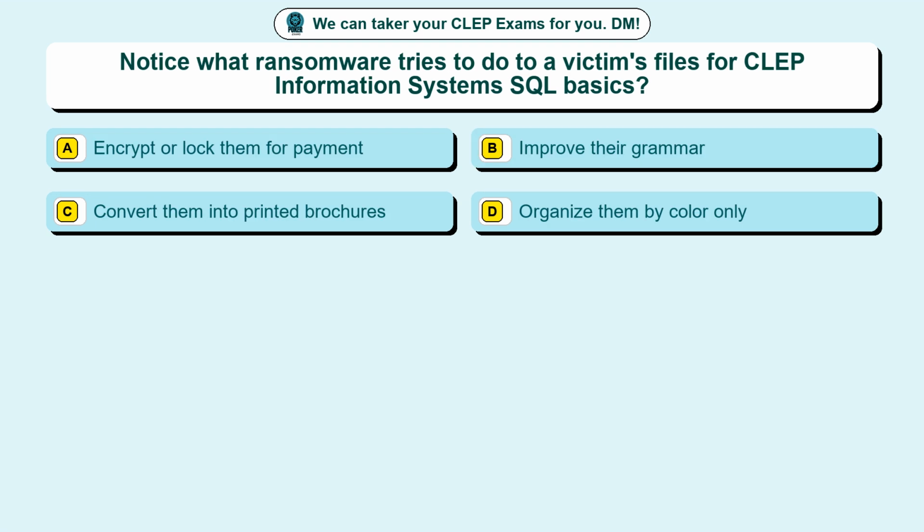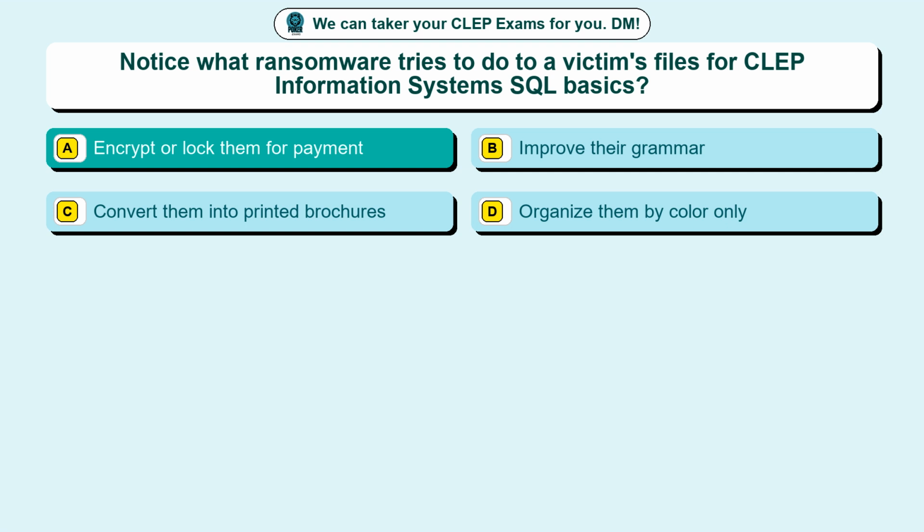Question 42. Notice what ransomware tries to do to a victim's files for CLEP Information Systems SQL Basics. Option A. Encrypt or lock them for payment. Option B. Improve their grammar. Option C. Convert them into printed brochures. Option D. Organize them by color only. The correct answer is option A. Encrypt or lock them for payment.